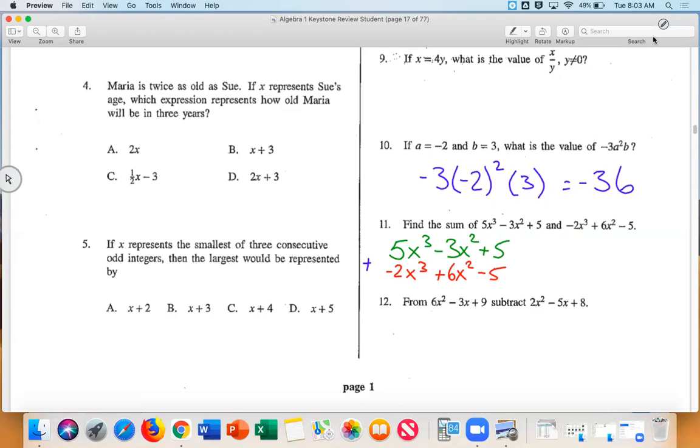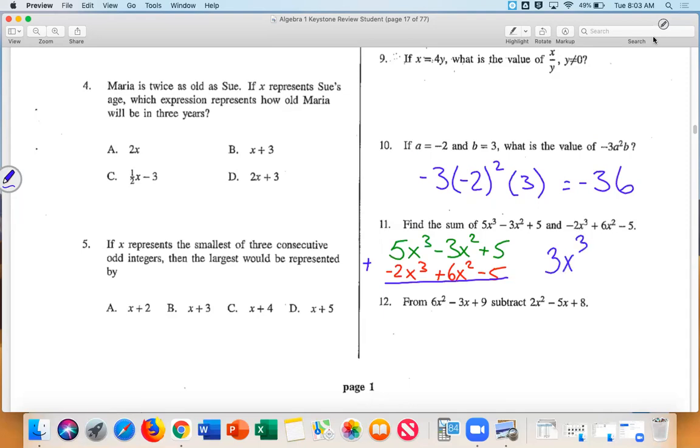Notice what I did here, Hope, was I did it in the vertical format, and I lined up my variables so that they're the same. So I had the x cubes over top of each other, the x squareds over top of each other, and the numbers. So Hope, what is 5 plus -2? In other words, which is 5 minus 2? 3. So we have 3x cubed.